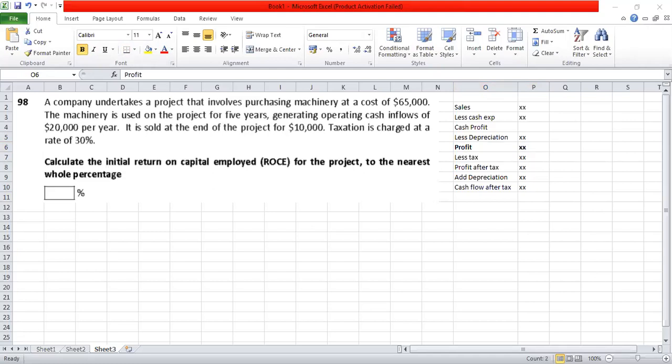The formula for depreciation is equal to cost of the asset minus scrap value, if there is any scrap value that has to be deducted, divided by the life of the asset.